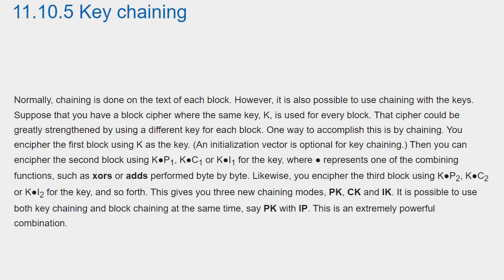Then you can encipher the second block using K.P1, K.C1 or K.I1 for the key, where dot represents one of the combining functions, such as XOR S or add S, performed byte by byte. Likewise, you encipher the third block using K.P2, K.C2 or K.I2 for the key, and so forth. This gives you 3 new chaining modes, PK, CK and IK. It is possible to use both key chaining and block chaining at the same time, say PK with IP. This is an extremely powerful combination.